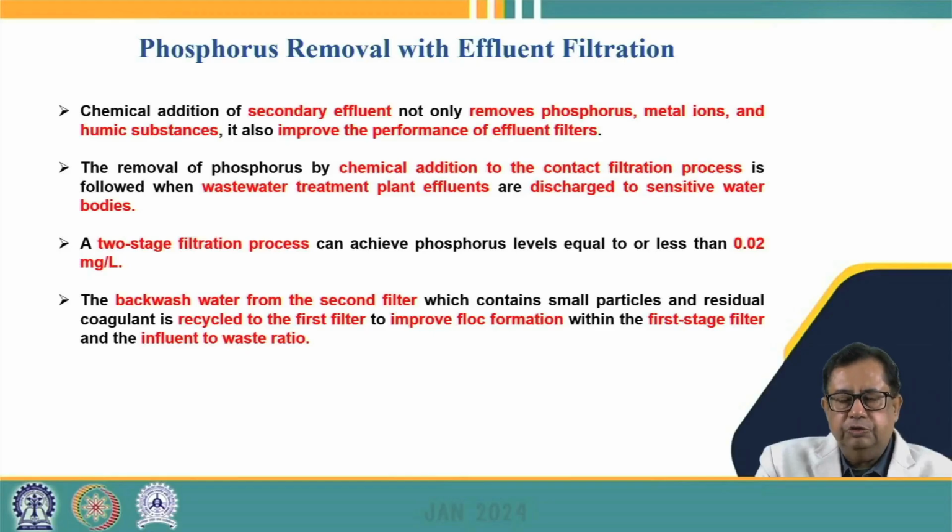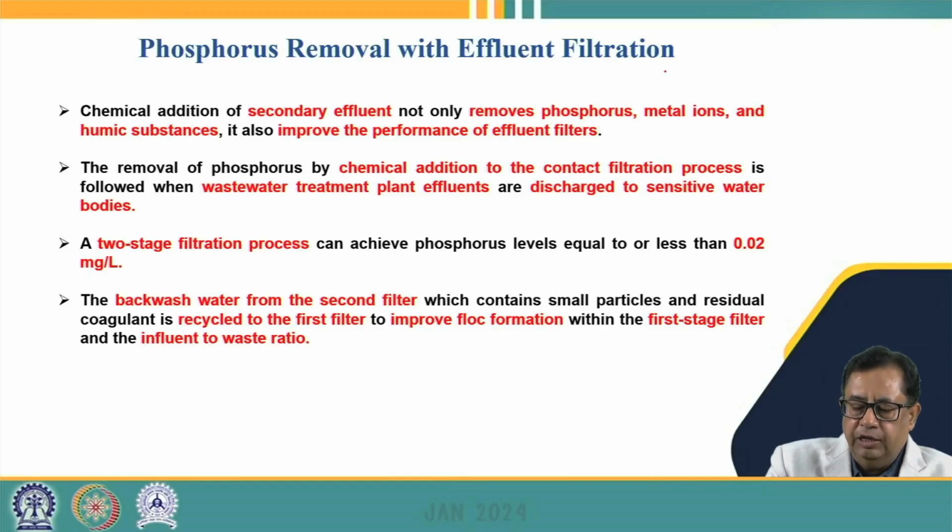The phosphorus which is coming out along with the effluent can also be removed by using effluent filtration. The chemical addition to the secondary effluent can also remove the phosphorus, the metal ions, and the humic substances, and it can also improve the performance of the effluent filters. The chemical addition to the contact filtration process can be done when we want to discharge the water to a sensitive water body.